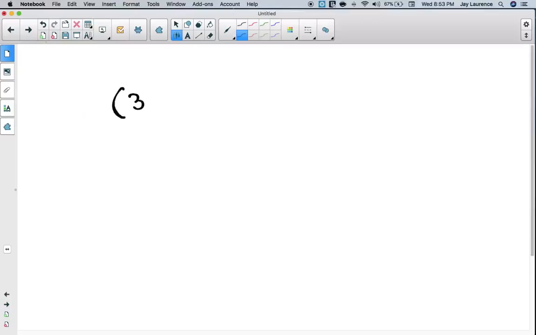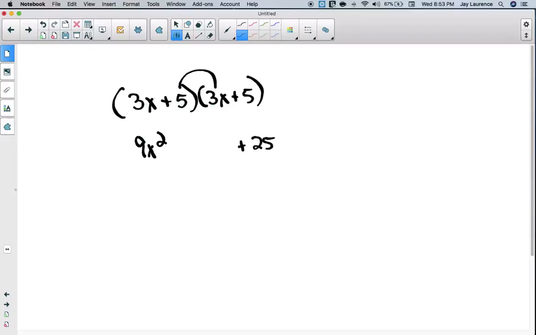Well, if I have 3x plus 5 and 3x plus 5, the 3x gets squared, 9x squared. The 5 gets squared, plus 25. I can multiply here and then double the answer. 15x times 2, 30x. Piece of cake.